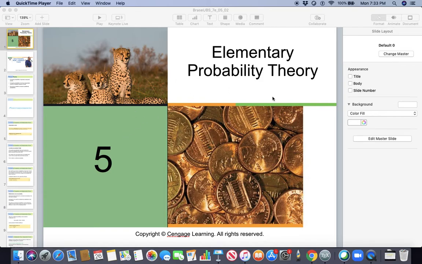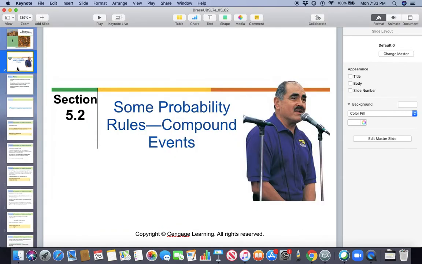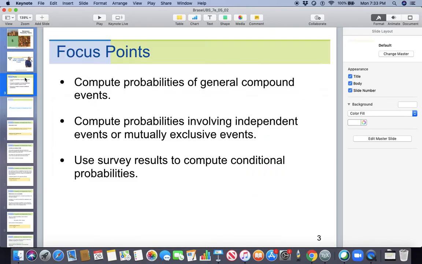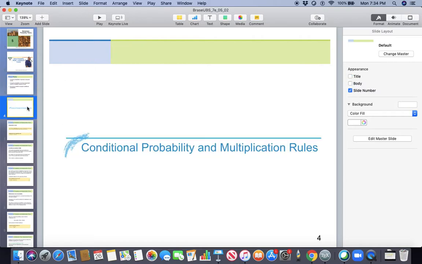Welcome back. Chapter 5 Elementary Probability Theory, Section 5.2 Some Probability Rules, Compound Events. The focus points in this particular section are compute probabilities of general compound events, compute probabilities involving independent events or mutually exclusive events. Use survey results to compute conditional probabilities. Okay, let's see what these are.